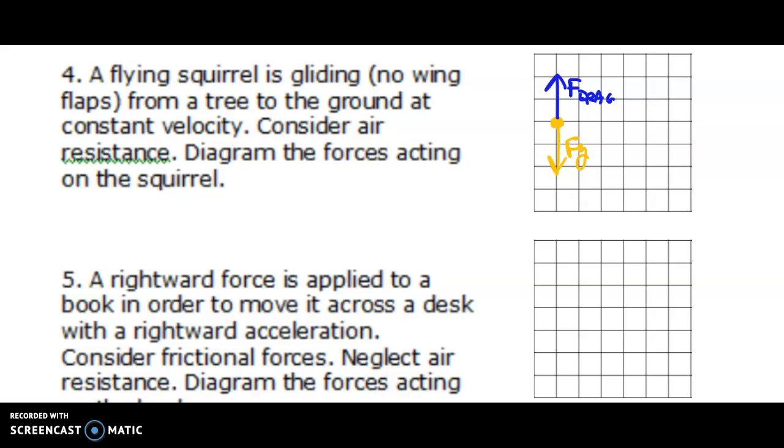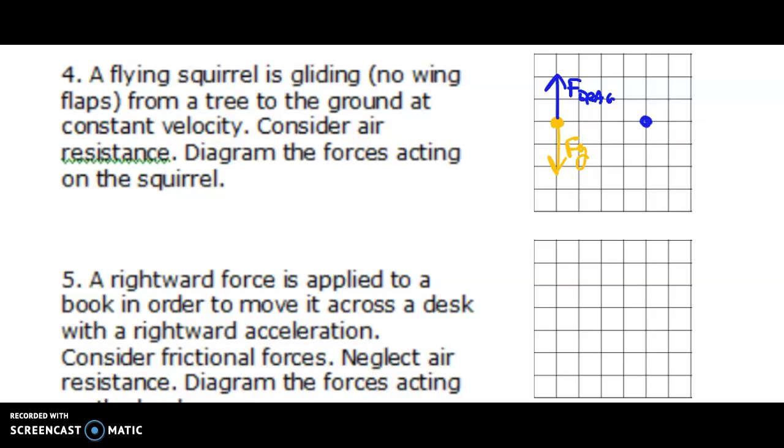So no acceleration. Now the thing is, if the squirrel is going diagonally, then it can't be going at constant velocity, and here's why. The drag force is always going to go exactly backwards from the direction of motion. When you encounter a fluid, it applies a force on you through its pressure exactly backwards. And more on that in physics too.